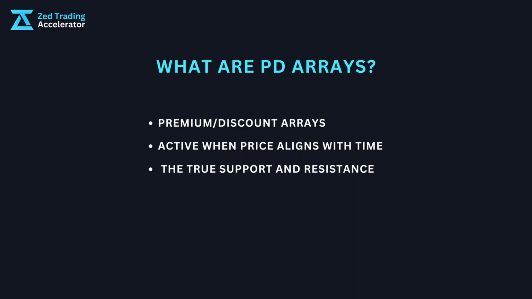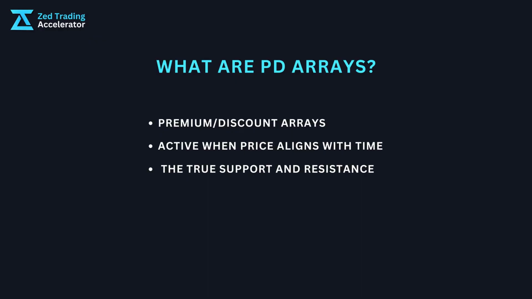PD arrays are simply premium and discount arrays. The meaning of P in PD array is premium. The meaning of D in PD array is discount, which simply means premium and discount array. Those are fair value gaps, order blocks, breaker blocks inside a discount or premium zone. These zones, this point of interest or PD arrays, are most active when price aligns with time.